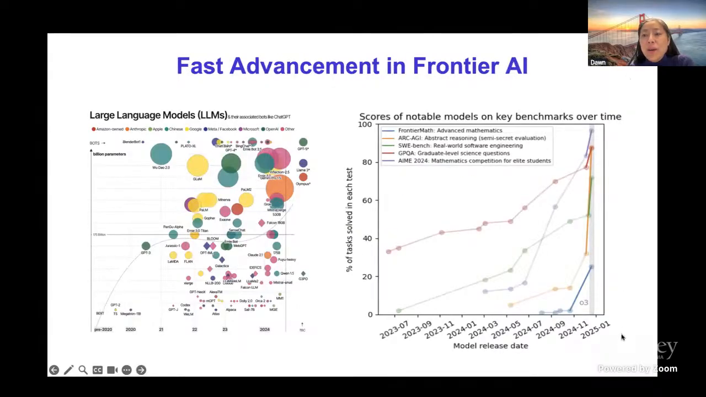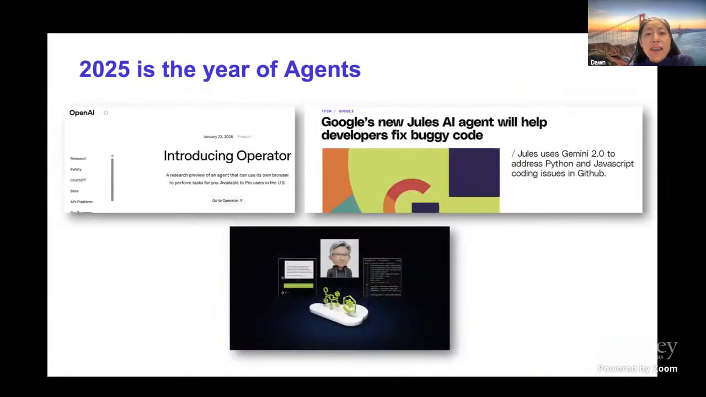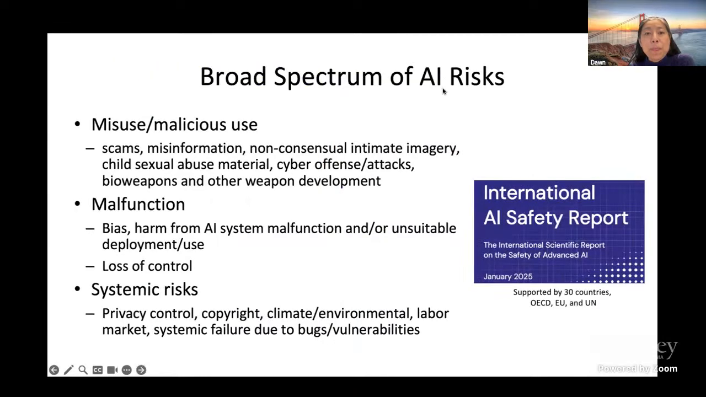And we've all been really excited about the fast advancement in frontier AI. And also this year has been called the year of agents. And we've seen great advancements of various different types of agents, including web agents, computer use, coding agents, and even in robotics. On the one hand, we see the exciting advancement and deployment for frontier AI and AI agents.